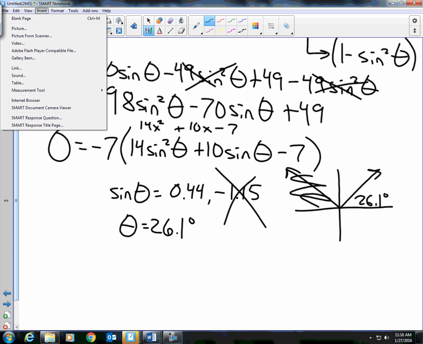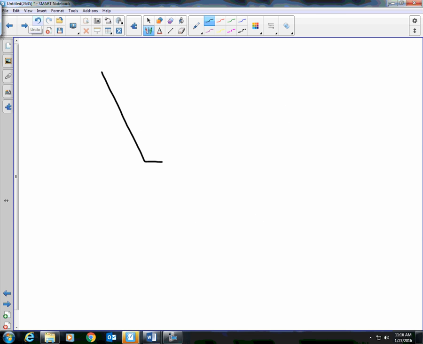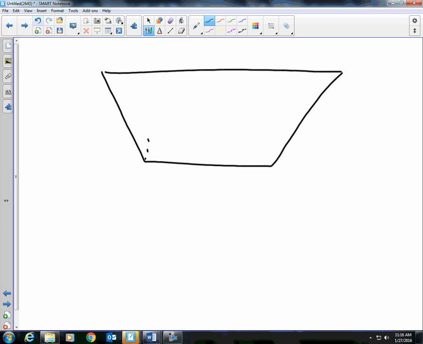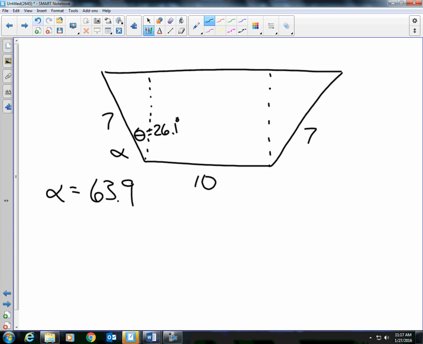So we are basically done. Our question was, we have a trapezoidal shape from our gutter, and this side was 7, this side was 7, and this is 10, and we knew that this was theta. But we didn't want theta, we really want alpha. We found theta was 26.1 degrees. So therefore, what would be alpha? 90 plus 26.1, that's 63.9 degrees.